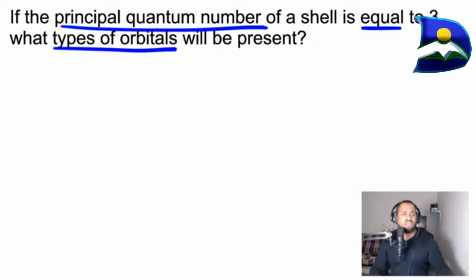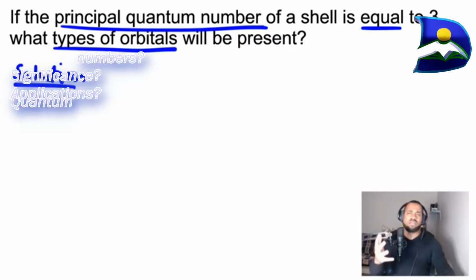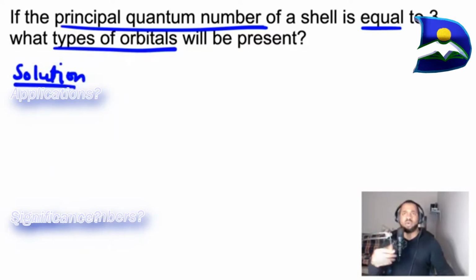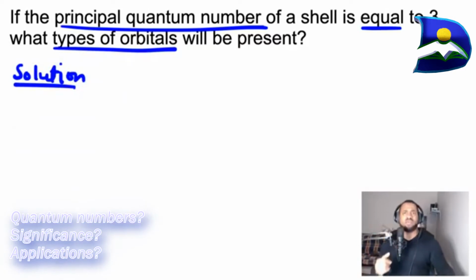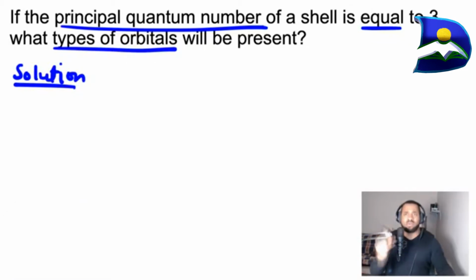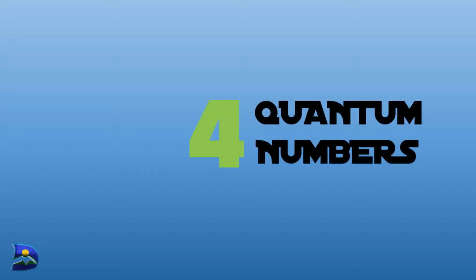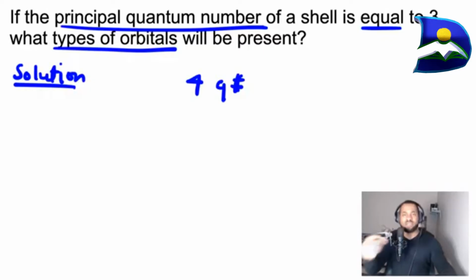Looking at the solution specifically, we need to establish first what the quantum numbers are, what the significance of the quantum numbers is, and how this is applicable to this question. We have 4 quantum numbers, and they come in different states and explanations that lead to our final rule, which tells us that electrons don't have the same set of quantum numbers.